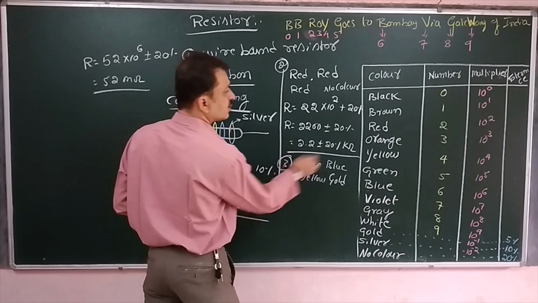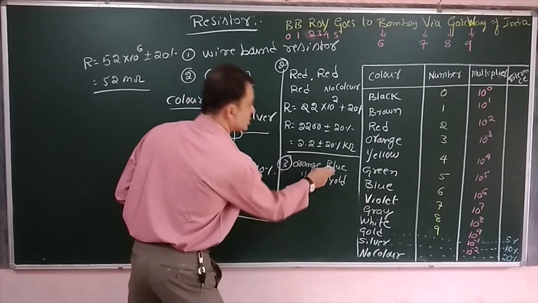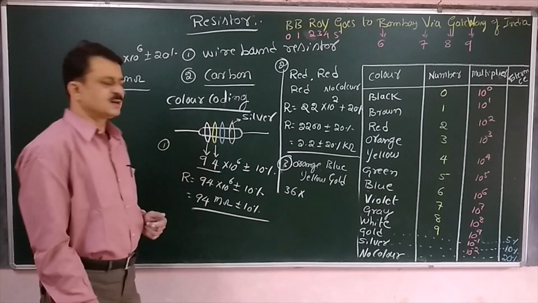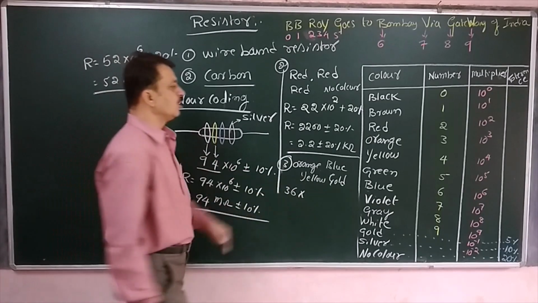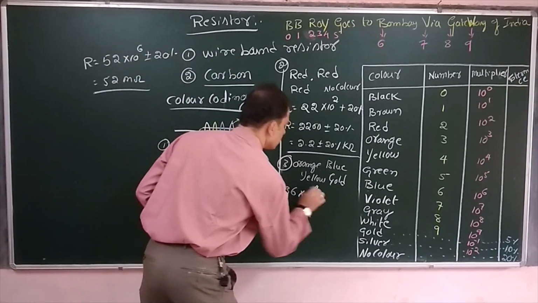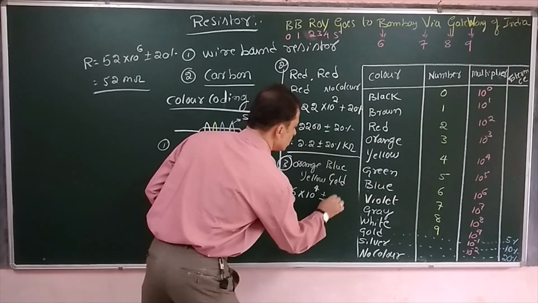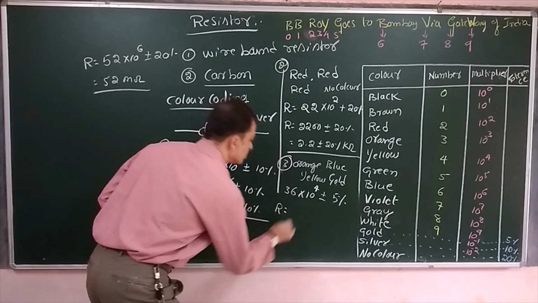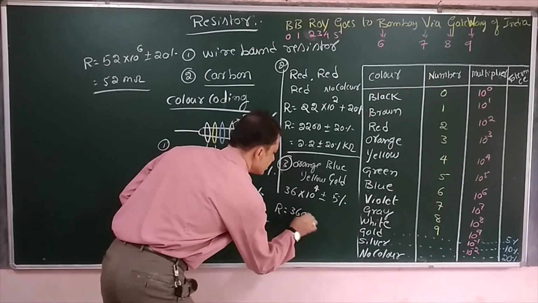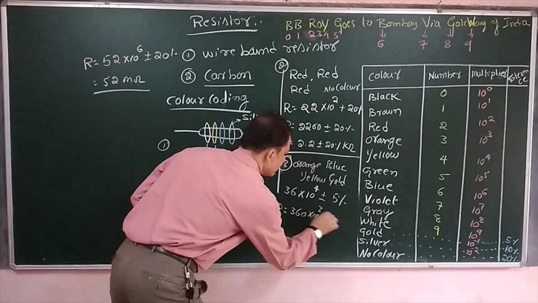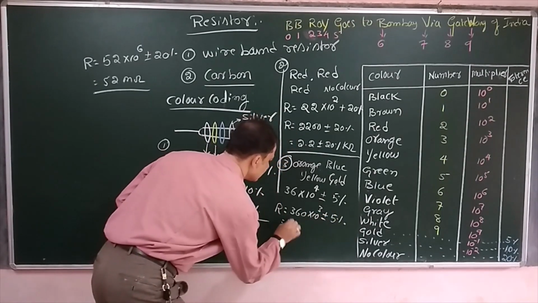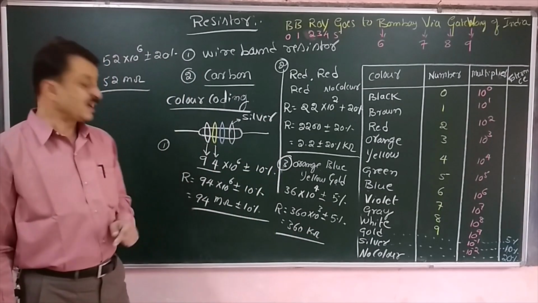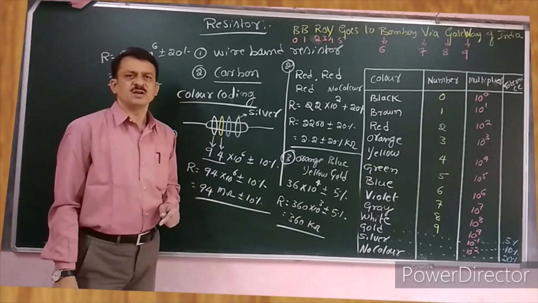Now first band is orange, obviously it is 3. Second band is blue, it is 6. Then it becomes 36. Then we have a decimal multiplier for the yellow. Now yellow is 10 to the power of 4. Now plus or minus gold, it is 5%. Therefore the value of the resistor is equal to 36 into 10 to the power of 4, plus or minus 5%, or we can write it as 360 kilo ohm.